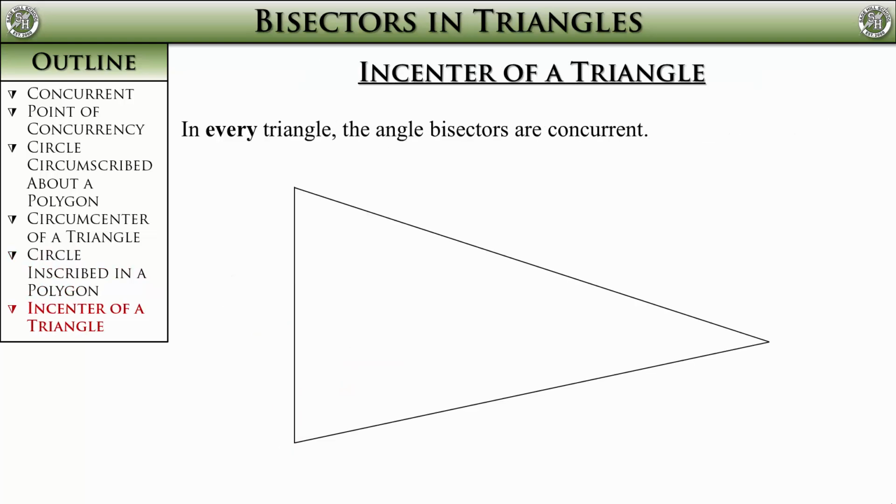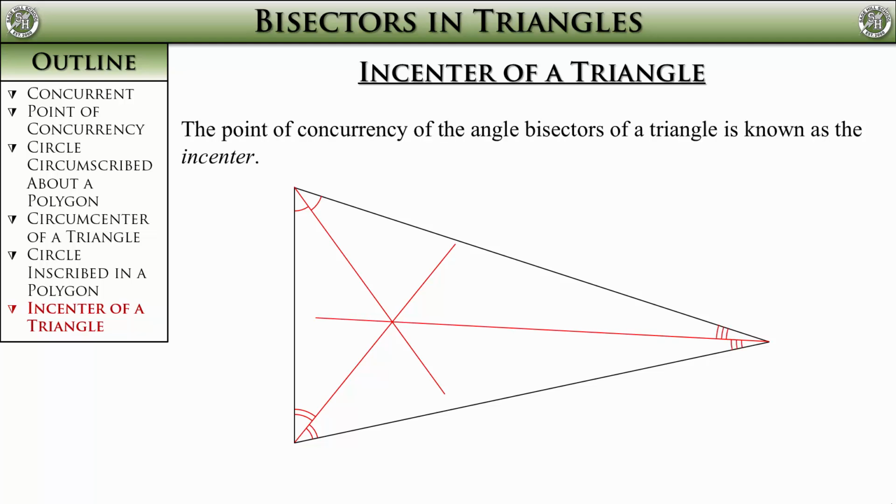In every triangle, the angle bisectors are concurrent. Let's draw them in for this triangle below. You can see that yes, the angle bisectors really are concurrent for this triangle. The point of concurrency of the angle bisectors of a triangle is known as the incenter. So that's this point here.